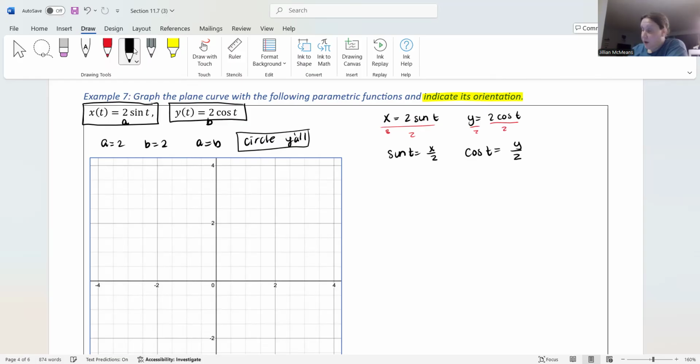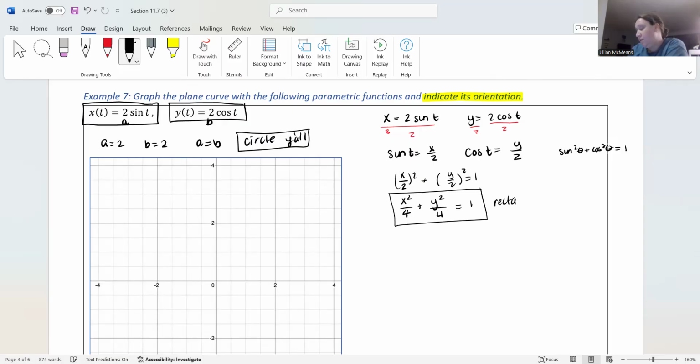And then we're going to use the Pythagorean identity. Remember, sine squared of theta plus cosine squared of theta equals 1. Okay, so if we take whatever sine is and square it, add it to whatever cosine is and square it, it has to equal 1. So we get x squared over 4 plus y squared over 4 equals 1. So this is our rectangular form. Okay, now we can do quite a lot with this.